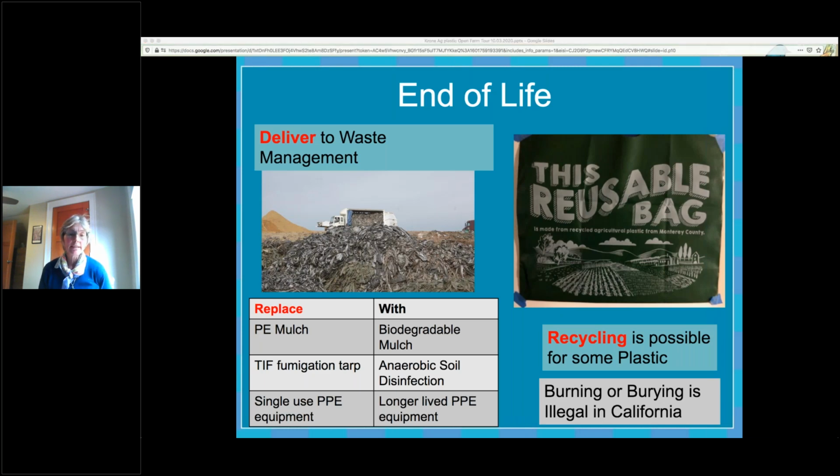And another thing is to start looking at replacing plastic with other things, either with a different product like biodegradable mulch, which, by the way, is not allowed on organic production in the United States yet. It is allowed in Europe and Australia. Maybe someday in the US it will be allowed. And then sometimes other methods can be used. For instance, instead of fumigation tarp, to try anaerobic soil disinfection. And then purchasing products with a longer life rather than a single-use personal protective equipment, to buy longer use. Next slide.